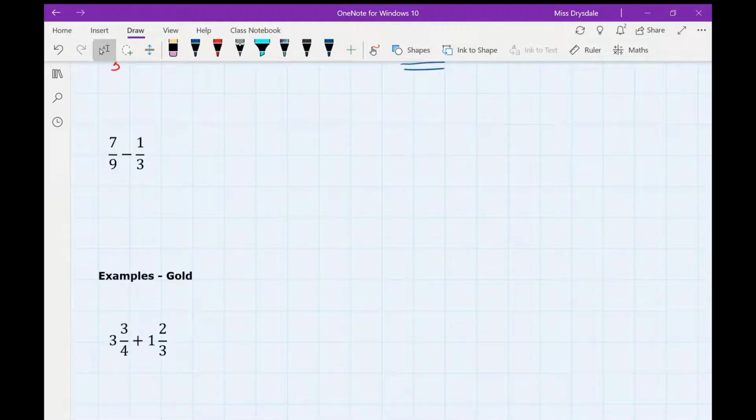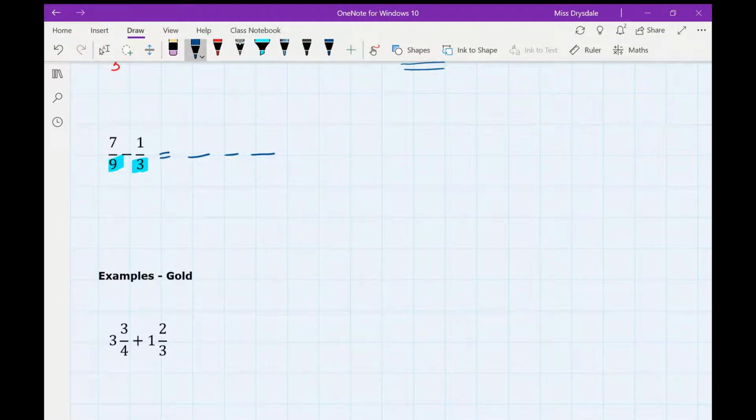So on to the third example, we're going to be subtracting this time. We've got 7 over 9 subtract 1 over 3. So we're going to create two fractions. We need to make the denominators the same. We cannot subtract when your denominators are different. So we need to think about your 9 and your 3 times table and find the lowest common multiple. So what is the smallest number that is in both the 9 and the 3 times table?